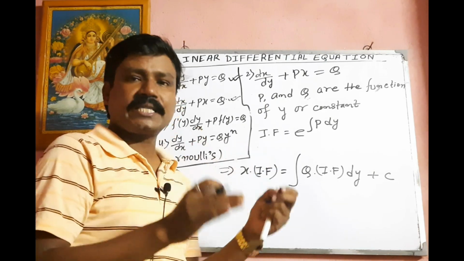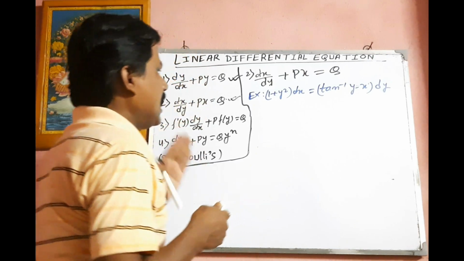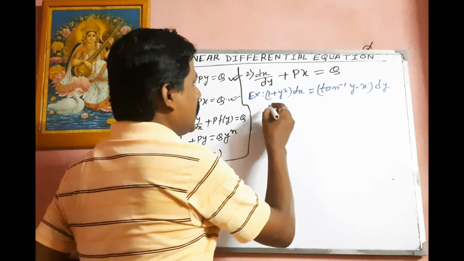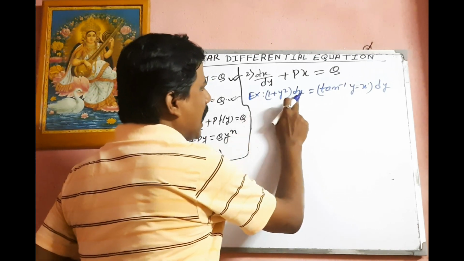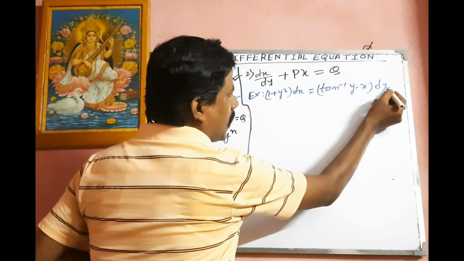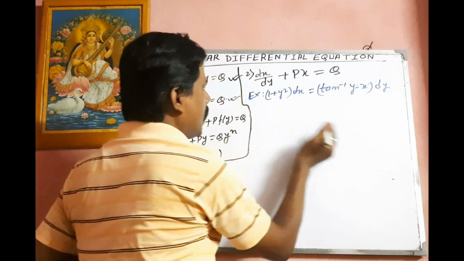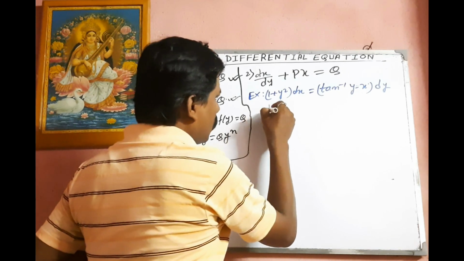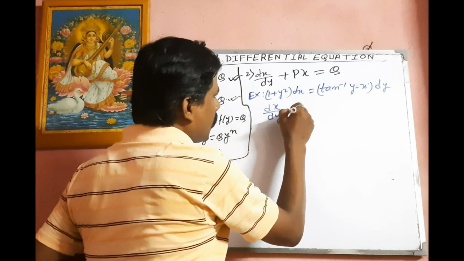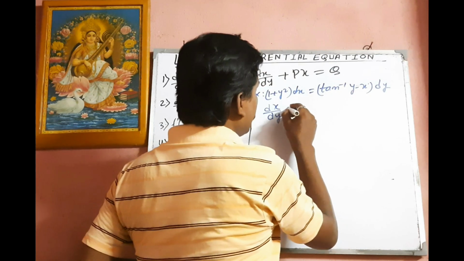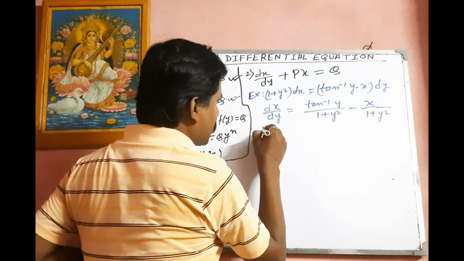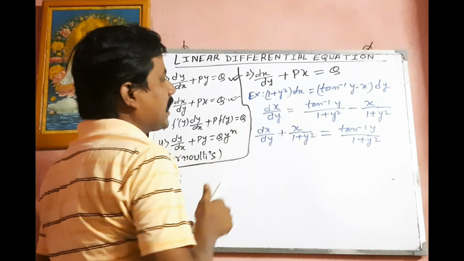Now we are discussing one example of the second kind. Here (1 + y²) dx is equal to (tan⁻¹y − x) dy. Now arranging this, we get dx/dy is equal to, now shifting this, we get the standard form of the given example.